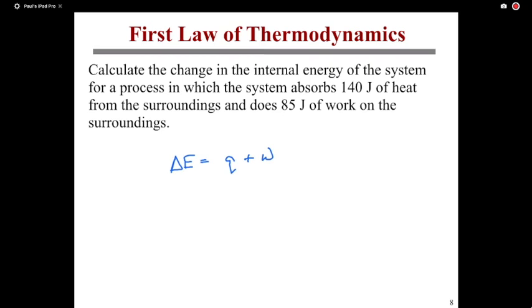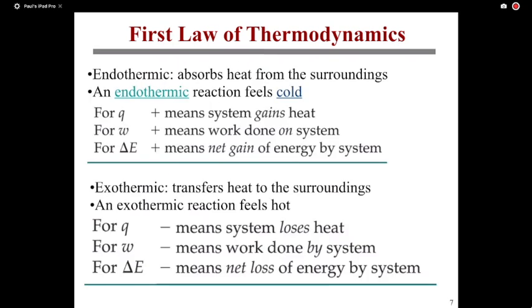So, important words. Internal energy for a process in which the system absorbs heat from the surroundings and then does work on the surroundings. Okay, now you have to go back here for a little bit, and you've got to flip back and forth. So which one? Discuss amongst yourselves.